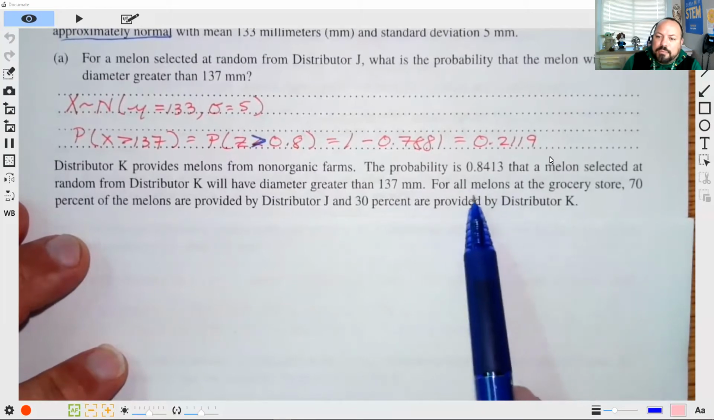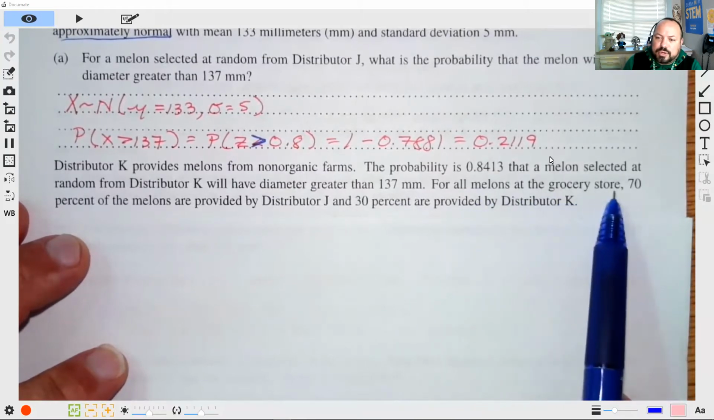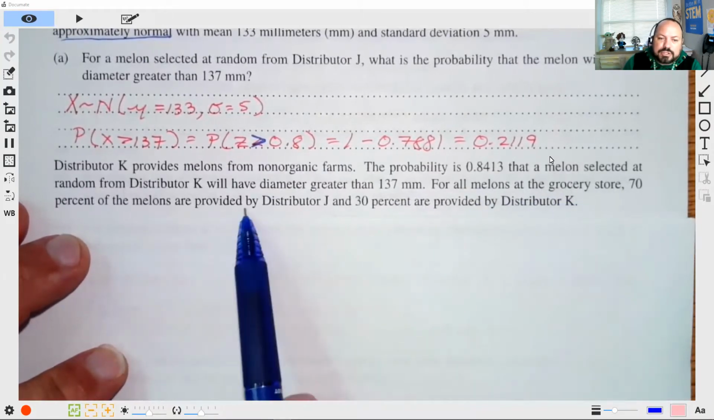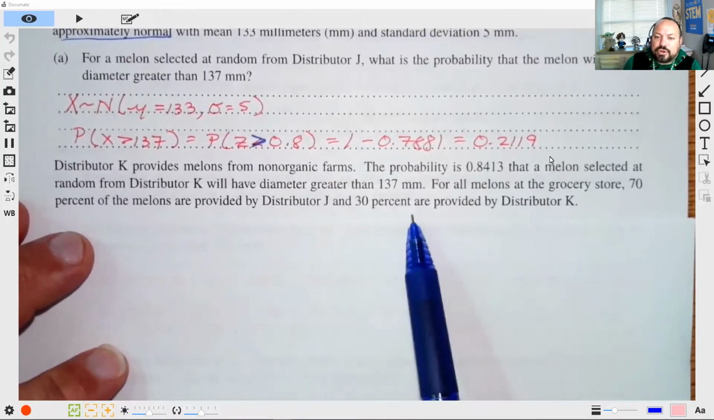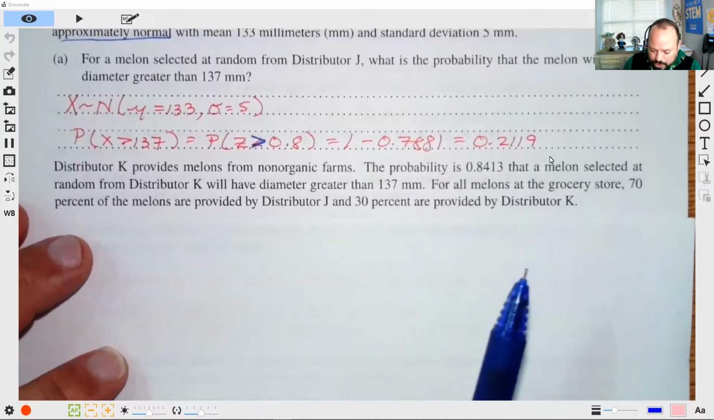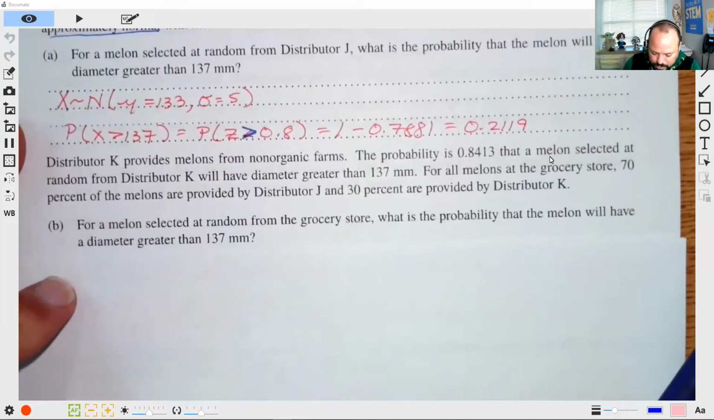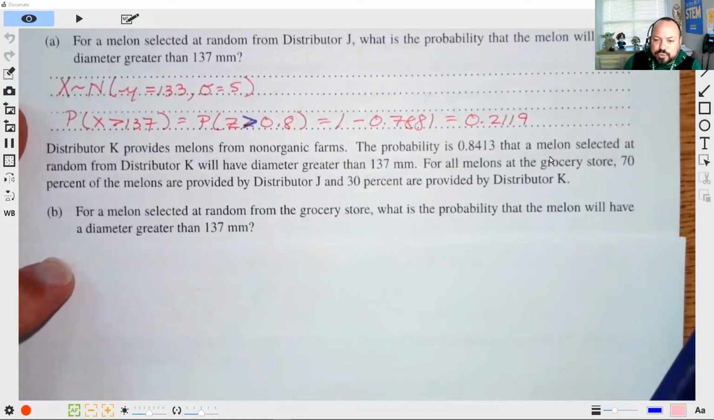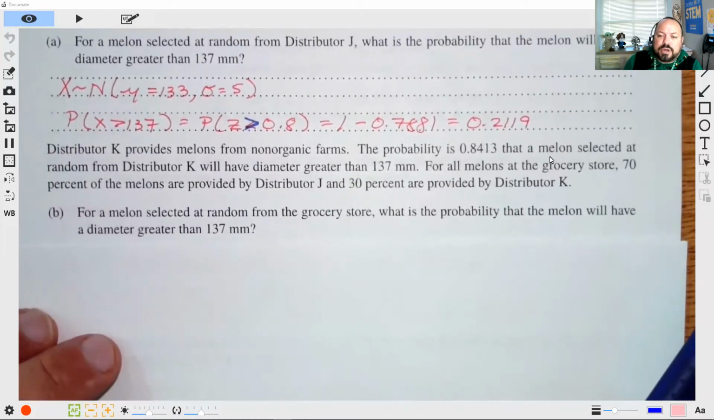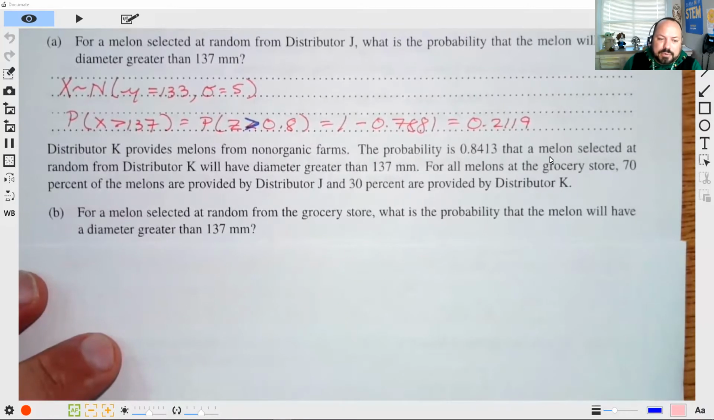Now, for all melons at the grocery store, 70% of the melons are provided by distributor J, the organic distributor, and 30% are provided by distributor K. So, for a melon selected at random from the grocery store, what is the probability that the melon will have a diameter greater than 137? Feel free to pause the video and unpause when you're ready to check your work.